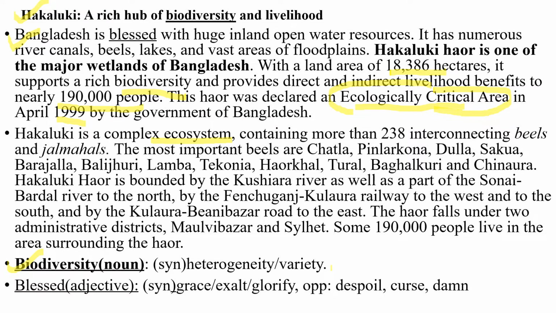containing more than 238 interconnected bills and jolmohols. So this Hakaluki Haor is actually a complex ecosystem. Why is it complex? Something that is complex is not simple. This Hakaluki Haor is complex because it contains 238 interconnecting bills and jolmohols.